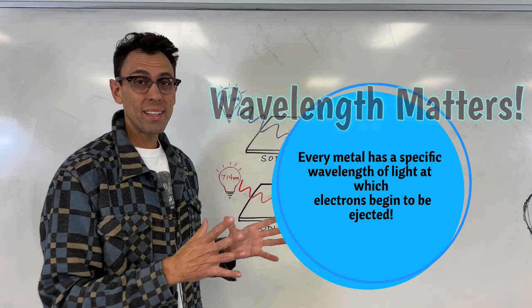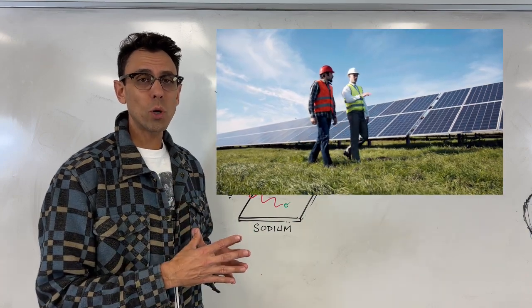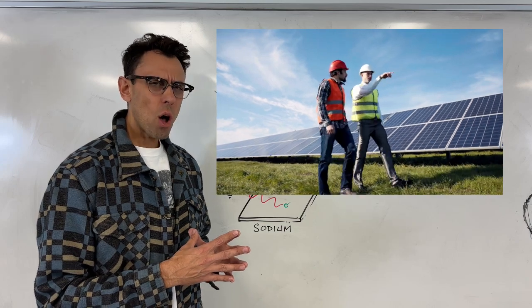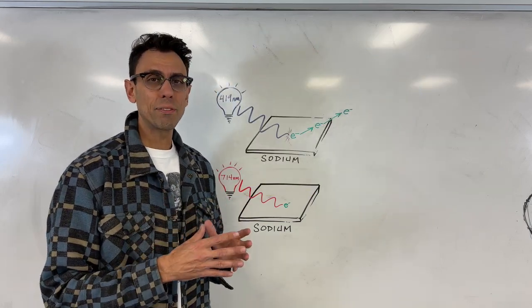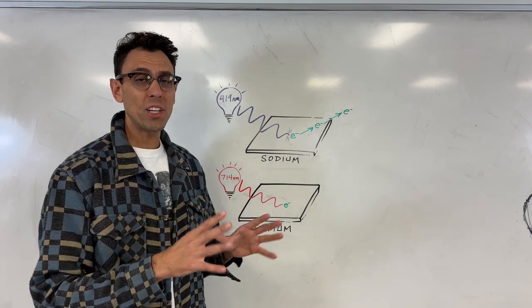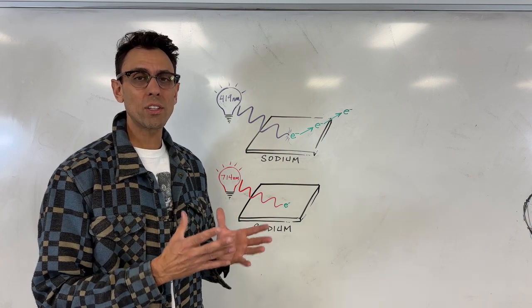Now, this is an amazing discovery in physics, and again explains how solar panels work and how we can generate electricity using the sun. But this also posed a really significant problem for our understanding of light. And in the next segment, we're going to look at how this shifted and changed the entire way we conceptualize what light actually is.